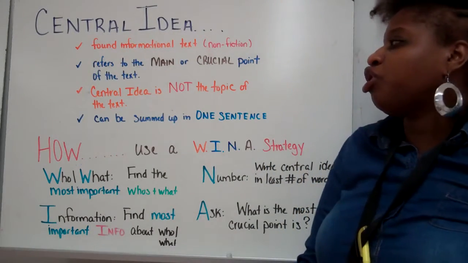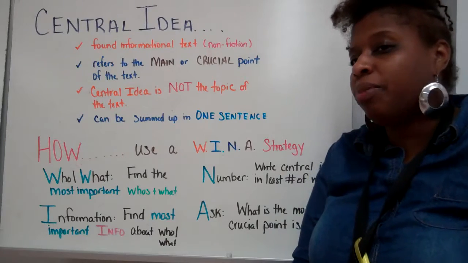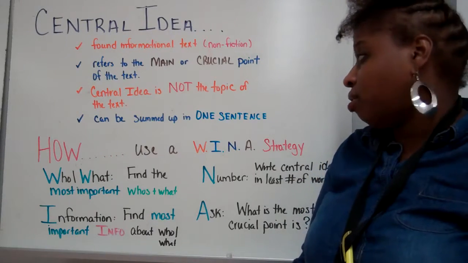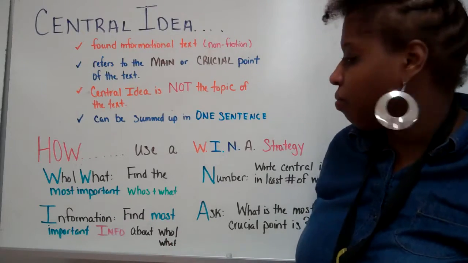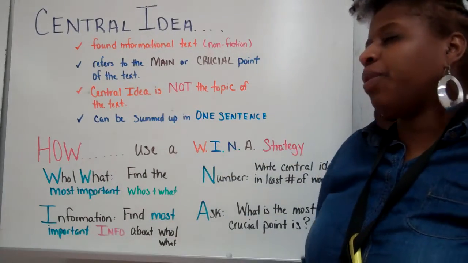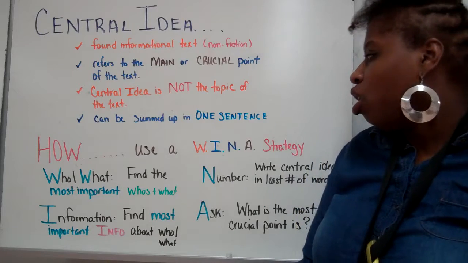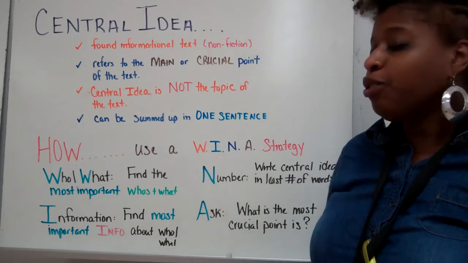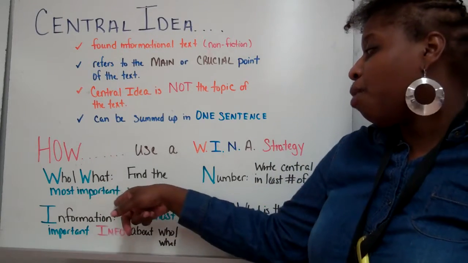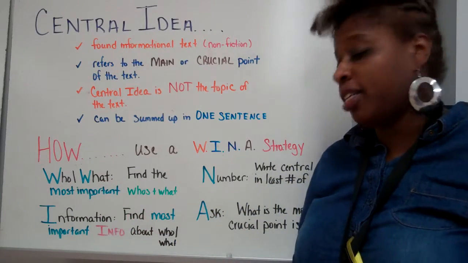And typically the central idea in a text can be summed up in one sentence, or even fewer than that, maybe 1 to 2 words. So how can we identify central idea? Well, we use a winner strategy. First we look at the who and what. Find the most important who's and what's in the sentence.